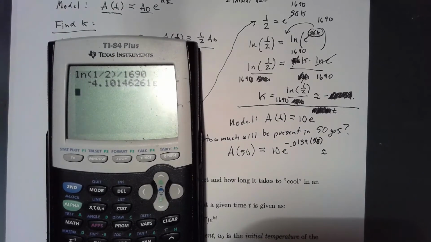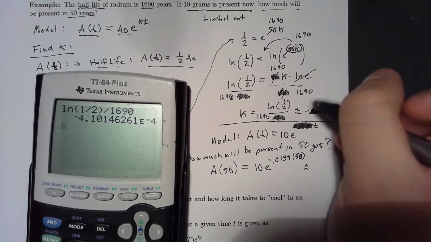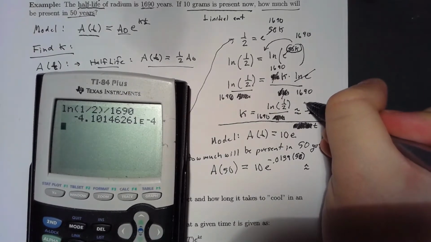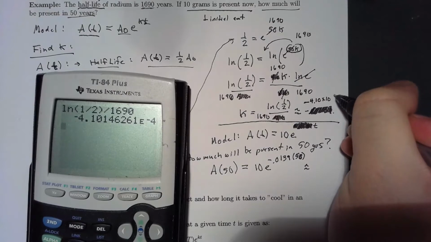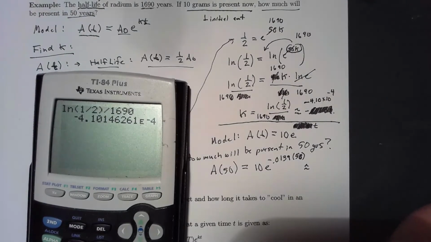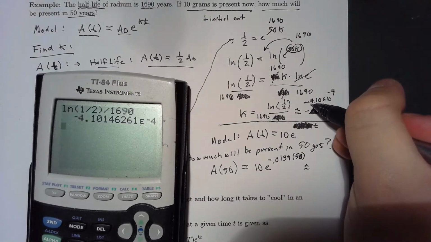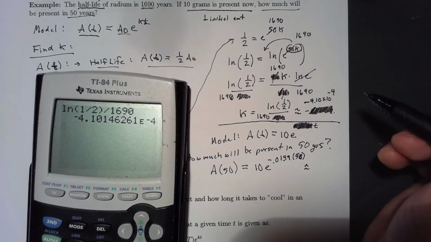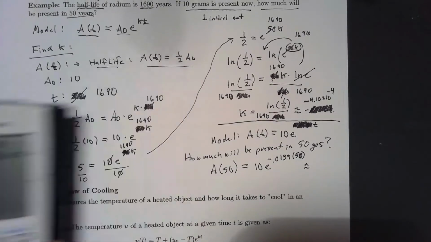So that's a very small number. So k is going to be negative 4.10 times 10 to the negative fourth power. That's what that means. That's a very small number. So that's like you move the decimal point to the left 4 times. So that's like negative 0.000410. So that's what the k value is.